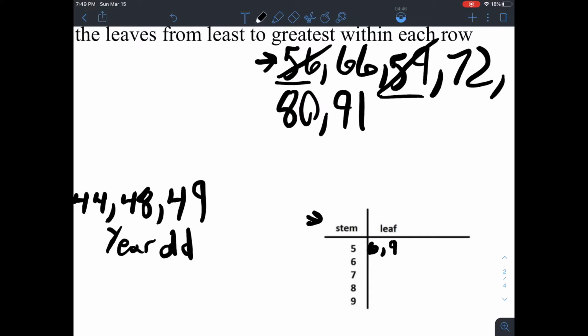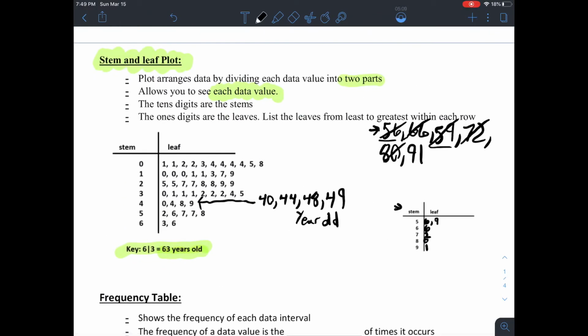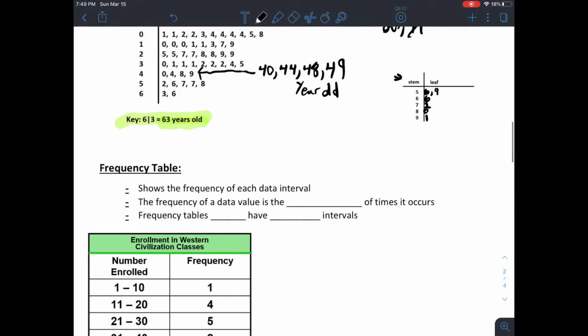I can cross those off now. What about in my 60s? I have 1, 66. I can now cross that off. In my 70s, just 1, 72. And the 80 is just 180, so put a 0 for the ones place. And 91. There we go. We've completed a stem and leaf plot for my data. So next, we would need to remember to put a key. So our key, 5, 6 equals 56 years old.